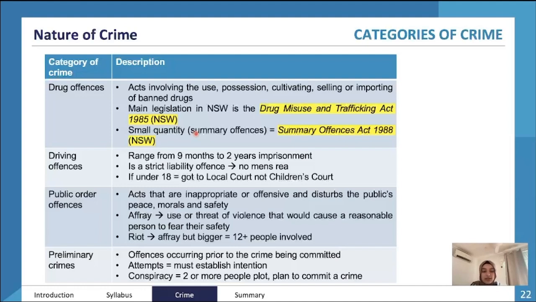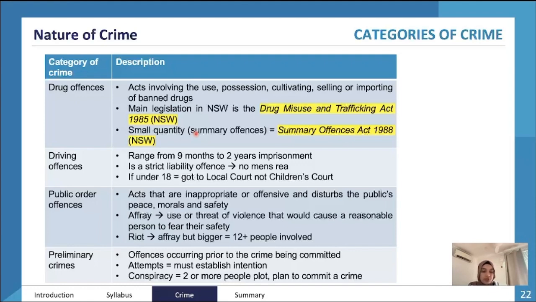Preliminary offences or crimes, these are offences that occur prior to the crime being committed. The example that I always give to students is that before you start your HSC, you have to go through prelim. Preliminary essentially means before the act, right? So before your HSC, you go through prelim to prep for your HSC. In the same way, before the crime, you go through everything to prep for the crime. So those are prelim offences, everything prior to the crime being committed. For example, attempts, where you must establish intention, which is really difficult, right? Compared to, for example, a strict liability offence where you're just caught speeding.